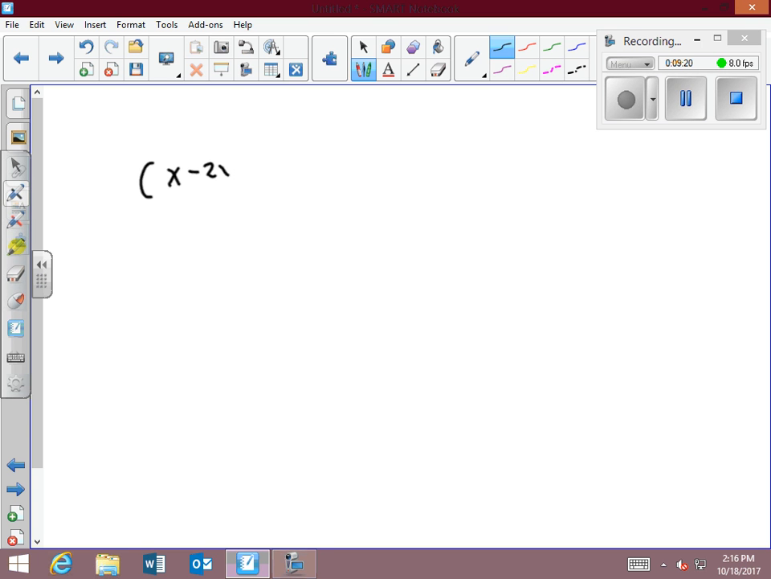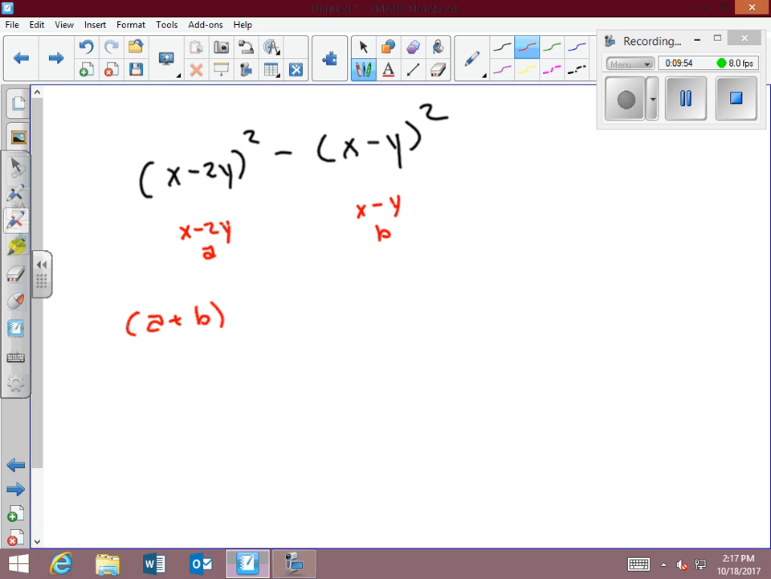X minus 2y, the quantity squared, minus x minus y squared. Can you think of that as a binomial difference of squares? What would the a be? X minus 2y, wouldn't it? And the b would be what? X minus y. This would be a, this would be b, and it would factor into a plus b, a minus b. And you just put this value for A and that value for B, right?